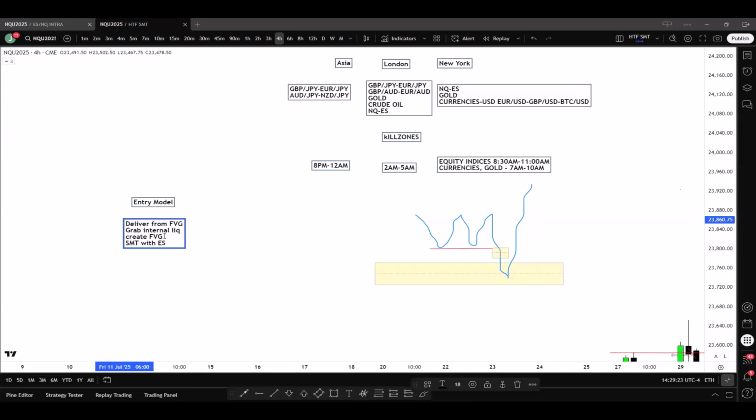Okay, so we need an SMT with ES. Okay, and I'll go over more on SMT after. Okay, after that, that fair value gap needs to inverse, meaning price has to inverse right back above and close above. So it needs to inverse and it needs to close above.